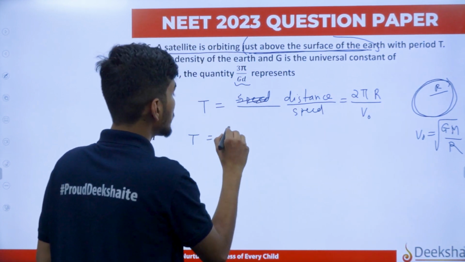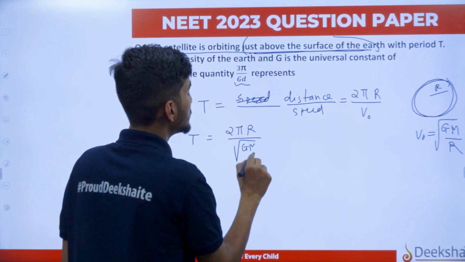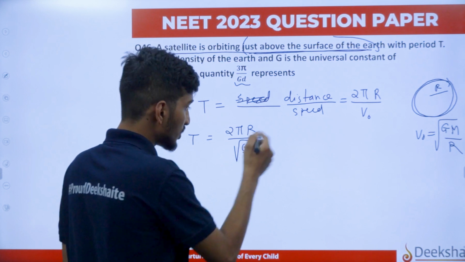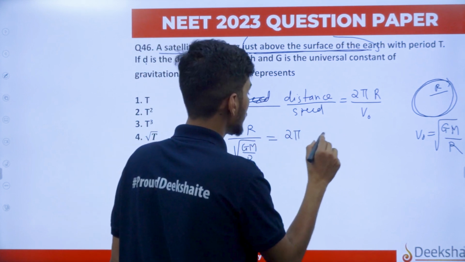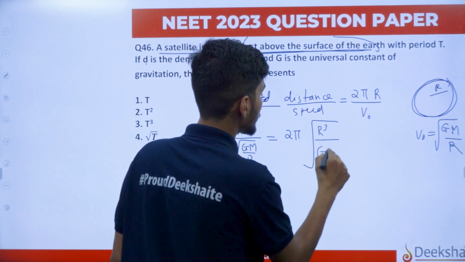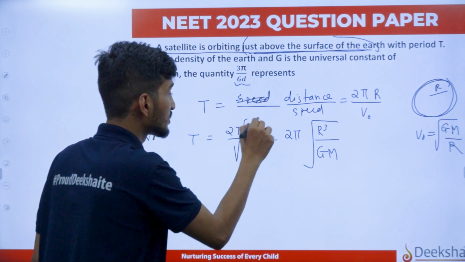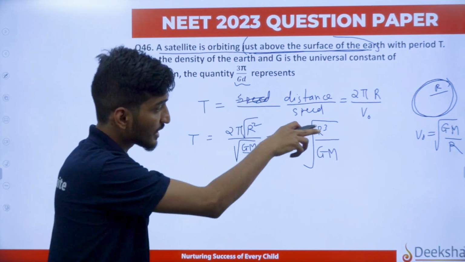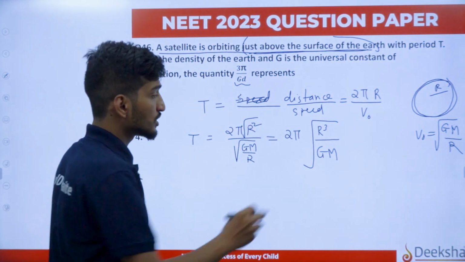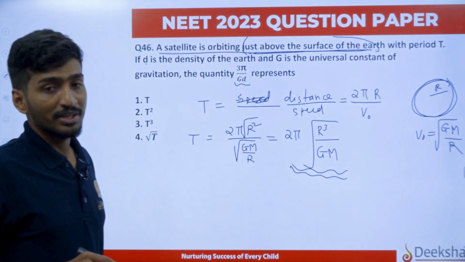Time period comes out to be 2 pi r by root of GM by r. In other words, this just becomes 2 pi r cube under root GM. All I've done is squared this with an under root like this and then flipped everything and collected it all together. So the time period formula comes out to be 2 pi root r cube by GM.